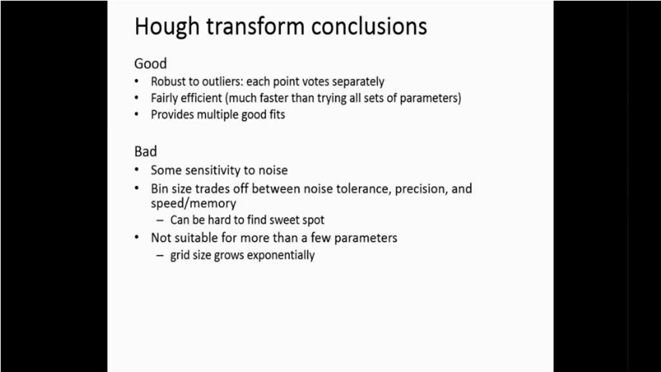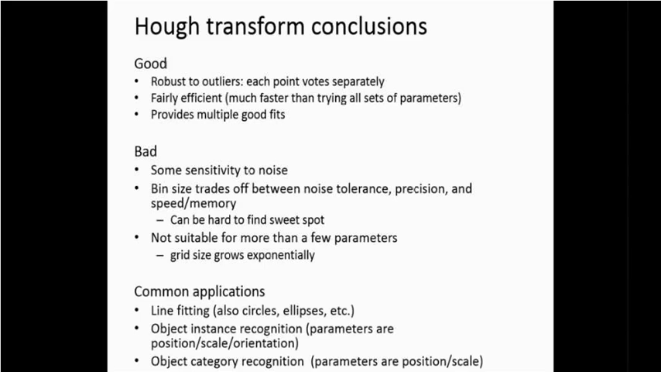And then also it's not suitable for more than a couple of parameters, because if you have 4 or 5 parameters, then the number of cells in your grid grows exponentially. So it gets very expensive. So the Hough transform is used for line fitting. Also circles and ellipses. It's used for object instance recognition, which we'll talk about in the next class. And it's also used for object category recognition in some cases, where the parameters of the objects are the position in the image and the scale.